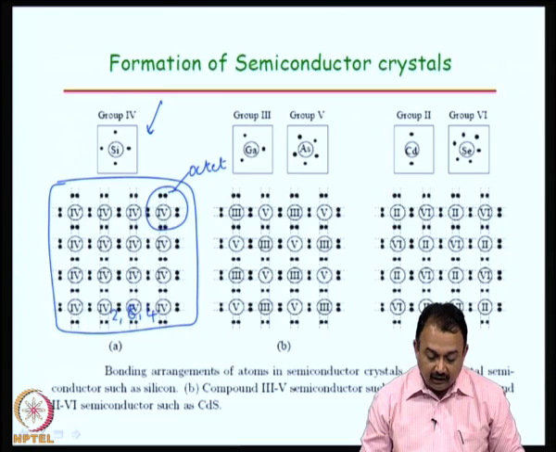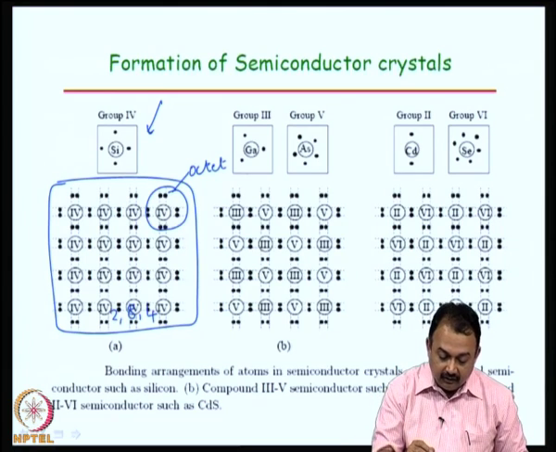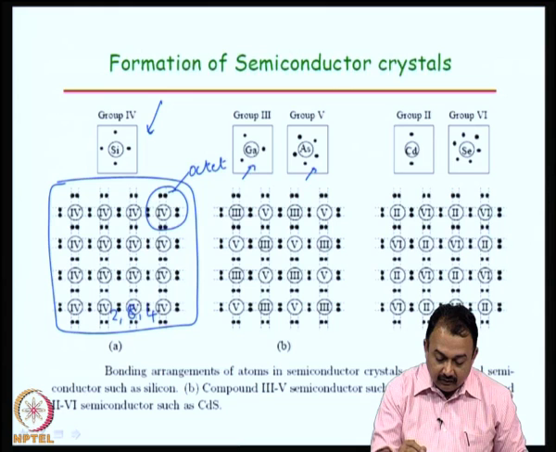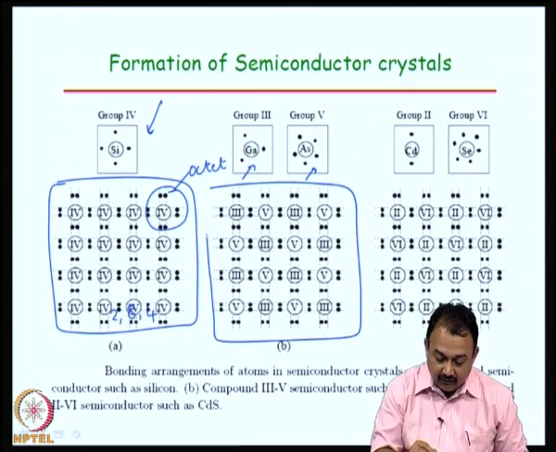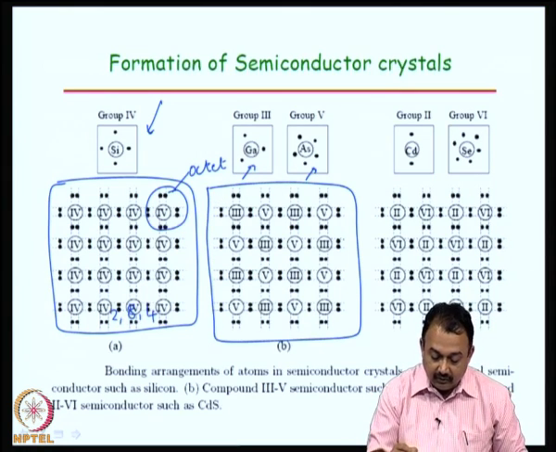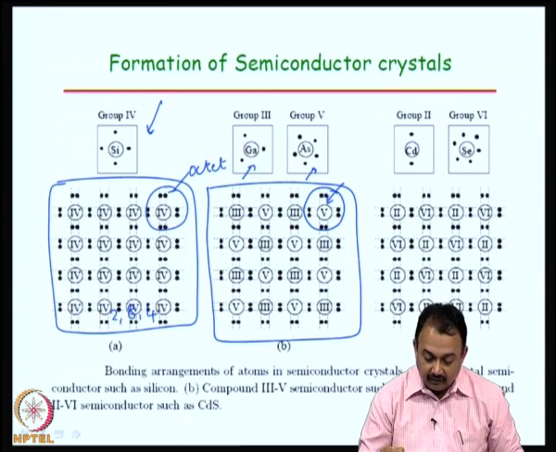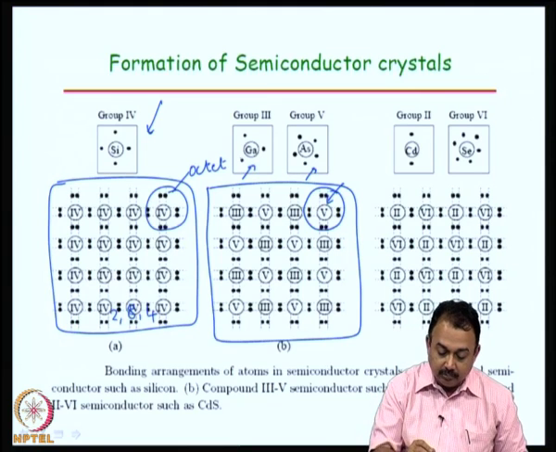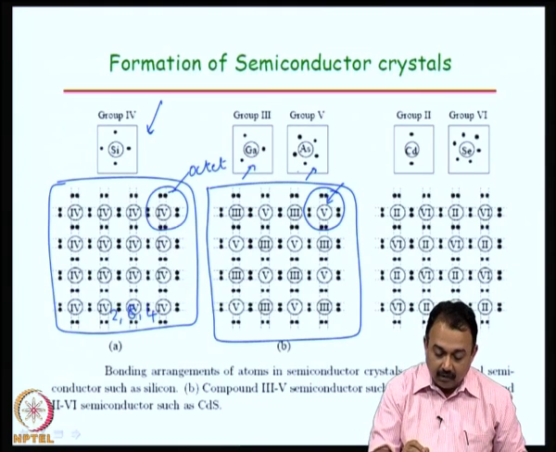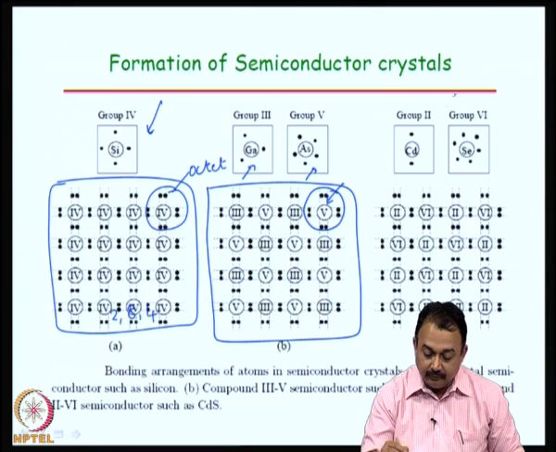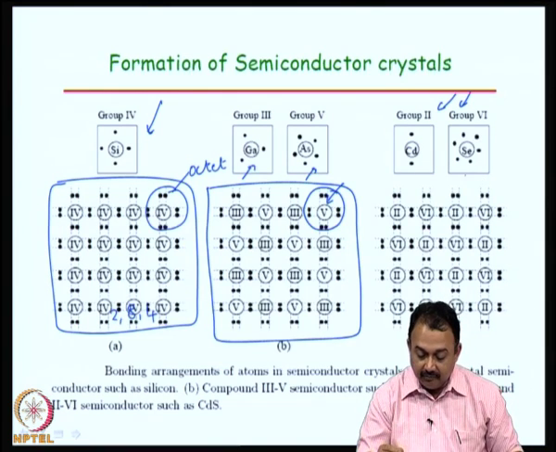Now, if you look at group 3 and group 5, for example, gallium and arsenic, this has 3 electrons in the outer shell and this has 5. So, this is a very good instance of an octet formation for a covalent bond by sharing. You can see the order of 3, 5, 3, 5 here, and therefore, the octet completion takes place by 8 electron sharing. This is how group 3, group 5 compound semiconductors are formed, and group 2 and group 6, cadmium selenide.